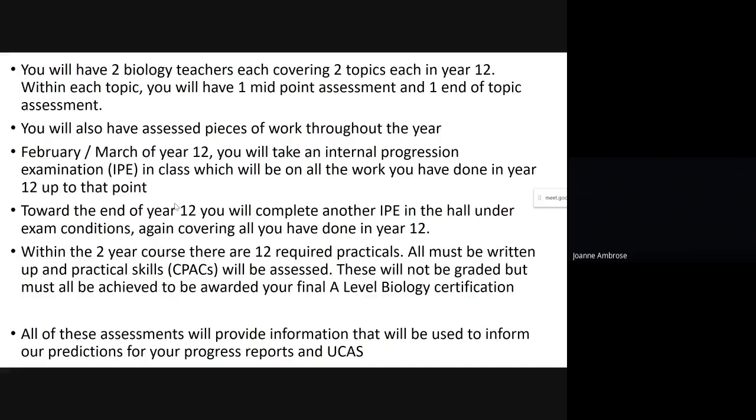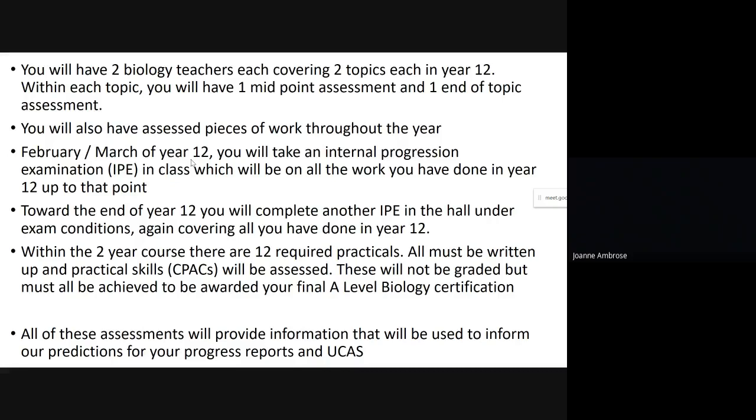So in biology, you're going to have 2 teachers. Each teacher will cover 2 topics in year 12. So teacher 1 will cover topic 1 and 3, and teacher 2 will cover topic 2 and 4. In each topic, you will have 1 midpoint assessment and 1 end of topic assessment. These help us to know where your gaps are, help us to predict for your reports, and allow us to understand how you're getting on.